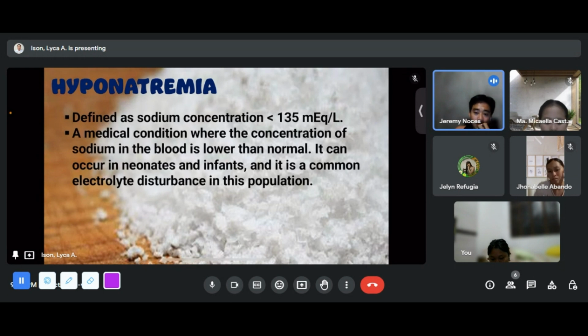Ang nangyayari naman dito ay nagkakaroon ng excessive amount of water in the cell. Dito naman, ang concentration sa extracellular fluid ay mababa compared sa concentration na meron sa intracellular fluid. So, as a result, lahat ng water ay pumupunta sa intracellular fluid because mababa nga ang concentration sa extracellular fluid. So, here, the cell swells because of the high amount of water inside the cell. So, nagsiswell po yung cell natin dito. Next slide.